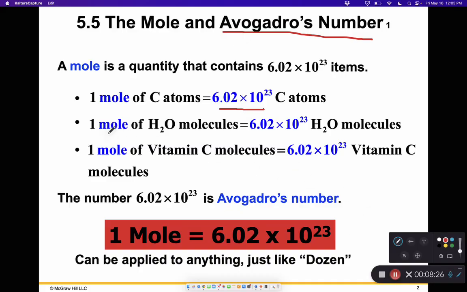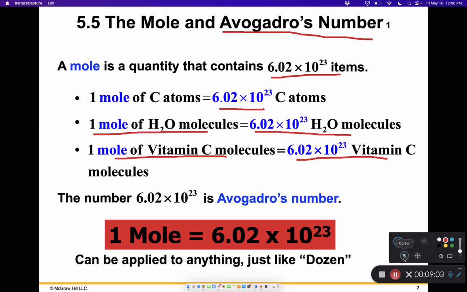When we say 1 mole of water molecules, we are talking about that many water molecules. When I say 1 mole of vitamin molecules, I'm talking about that many vitamin molecules. So I think you understood, every time 1 mole is equivalent to a certain quantity, and that quantity has 6.02 times 10 to the power 23 items, whatever we are talking about.